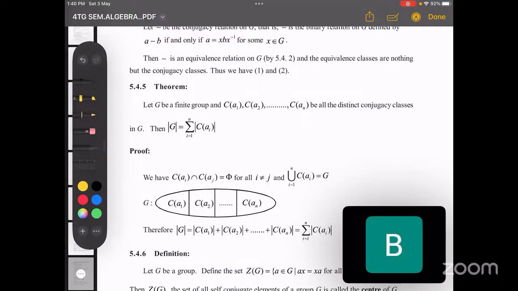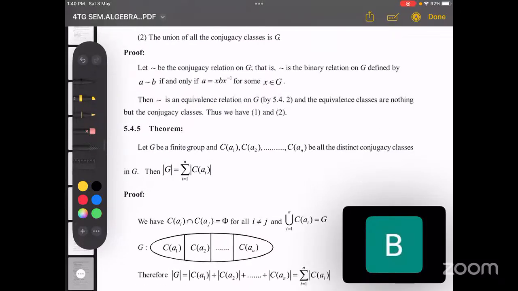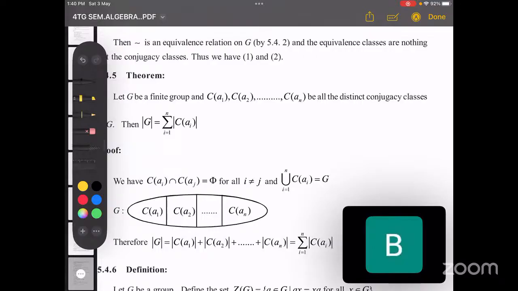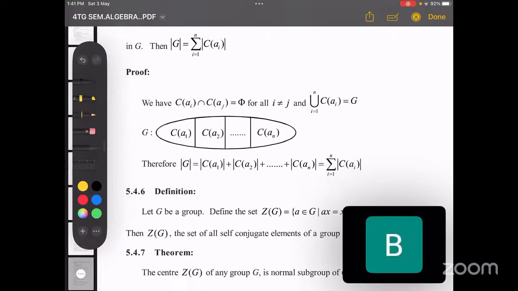And the next point is the union of the conjugacy classes. The union of all the conjugacy classes is G. So that's why we write the union of all the conjugacy classes equals G, that is C(a1), C(a2) up to C(an). Therefore, when you take the order of G, you write it as the order of C(a1), C(a2) up to C(an), which in shortcut is the summation, i equals 1 to n, of the order of C(ai), where i is from 1 to n. So this is the important theorem. You will get 5 marks.